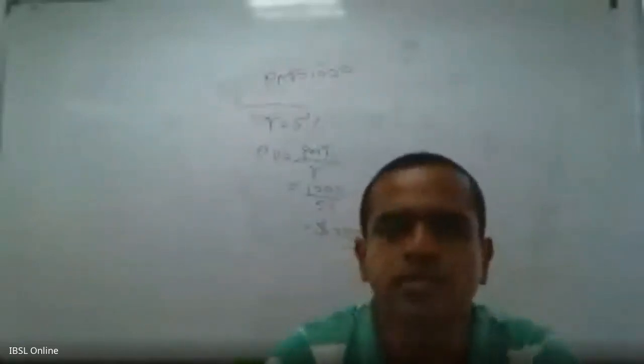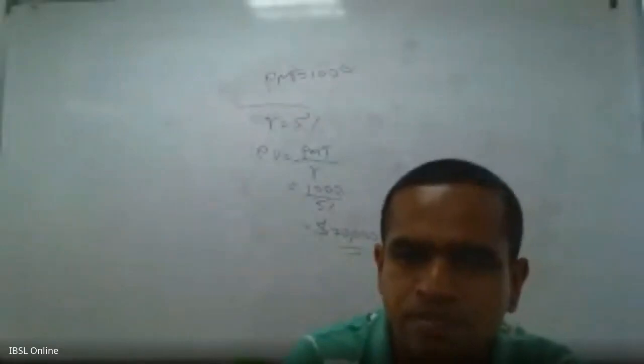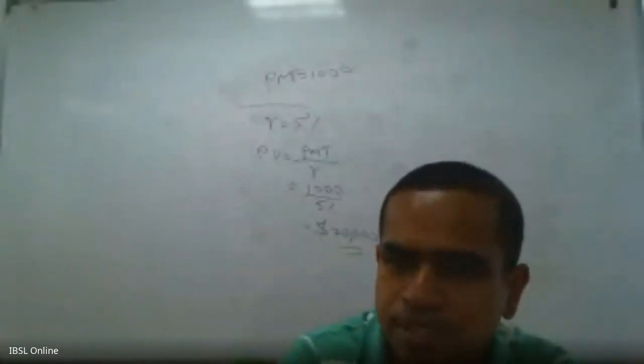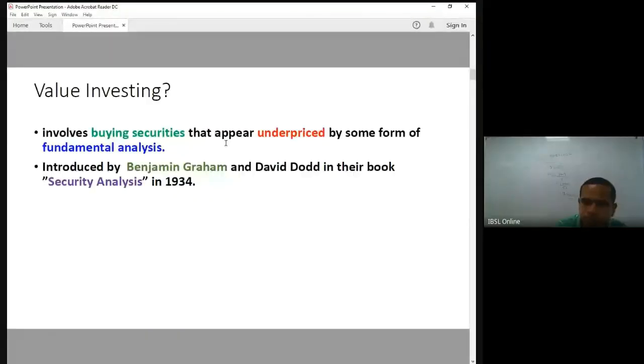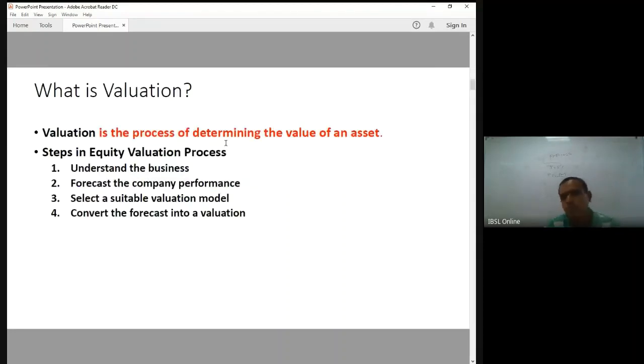Value investing involves buying securities that appear underpriced. In other words, cheap is also called underpriced, right? By some form of fundamental analysis, which was introduced by Benjamin Graham and David Dodd. Valuation is the process of determining the value of an asset. Right? What is the value of an asset?